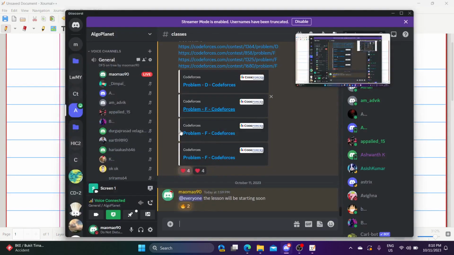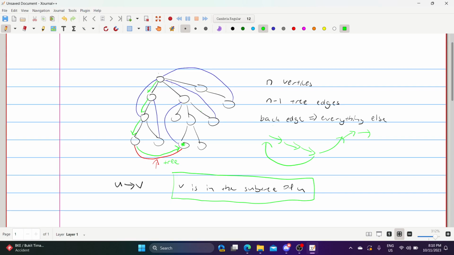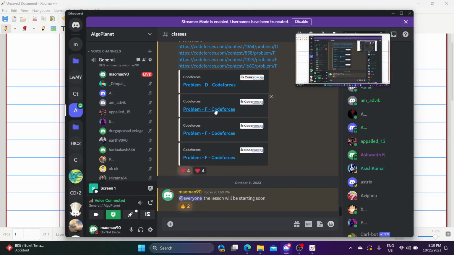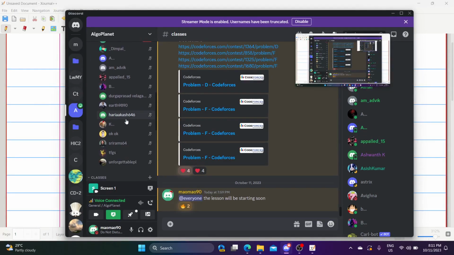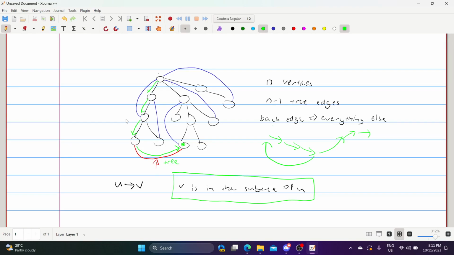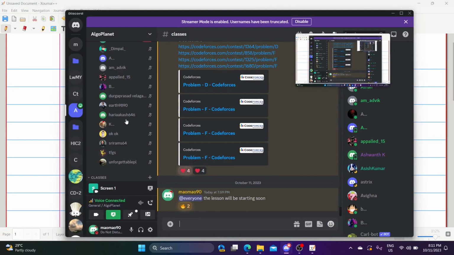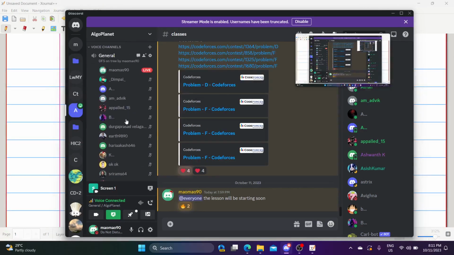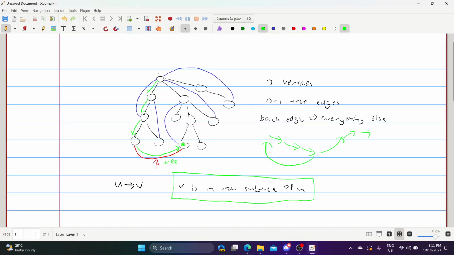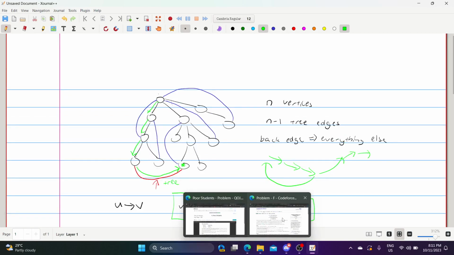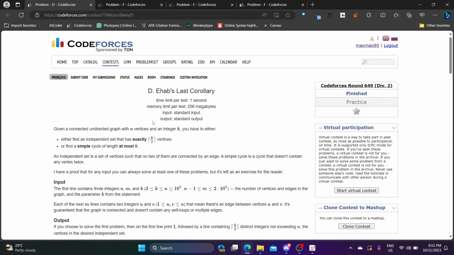Does everyone understand this property of DFS trees? Are there any questions? This is the most important property of DFS trees, that the back edge will always go from an ancestor to a child, to a grandchild. If there are no questions, we can move on to the first question.